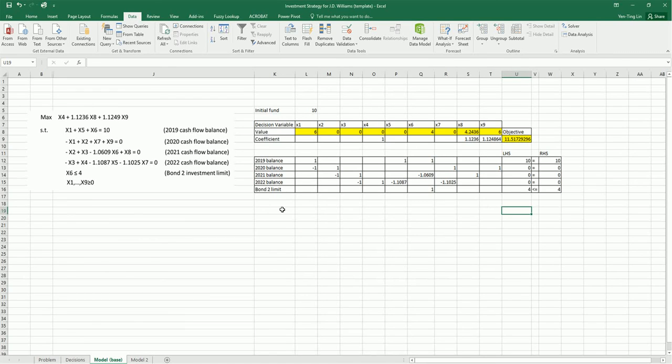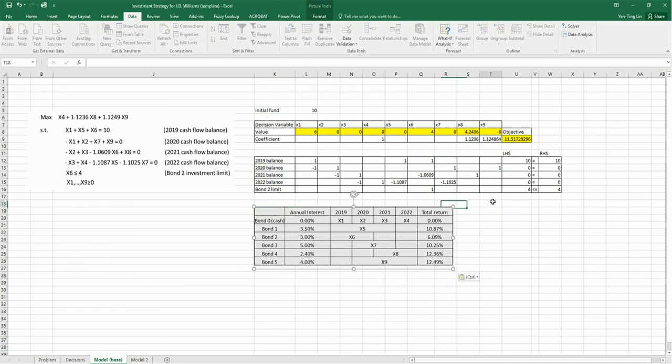Let's see what it looks like. What it says is this. You're going to invest 4 million here in bond 2, and then using all of the funds when it becomes mature, invest in X8, which is bond 4, and then you still have 6 million which you will invest in X9. So you carry 6 million in cash in 2019, wait for a year and invest all of it in bond 5.